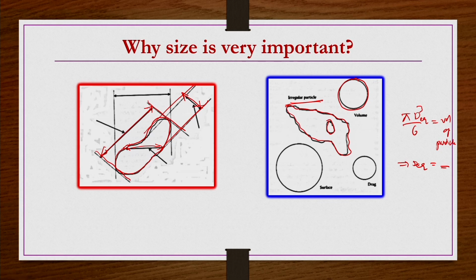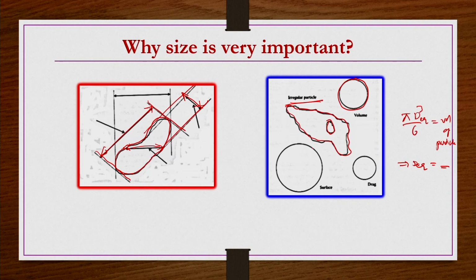Let us say you take the surface equivalent sphere diameter. That means whatever the surface of this particle is, you measure it, equate that value to the surface of a sphere, and from there you get the equivalent diameter. That surface equivalent sphere diameter has a bigger size like this, compared to the previous case, the volume equivalent sphere diameter.